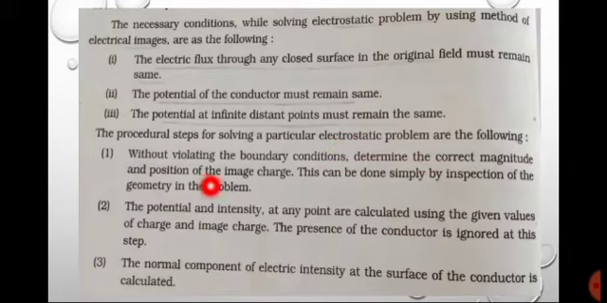Without violating the boundary conditions, determine the correct magnitude and position of the image charge. This can be done simply by inspection of the geometry of the problem. In the problem, the potential and intensity at any point are calculated using the given values of charge and image charge. The presence of the conductor is ignored at this step, and the normal component of electric intensity at the surface of the conductor is calculated.